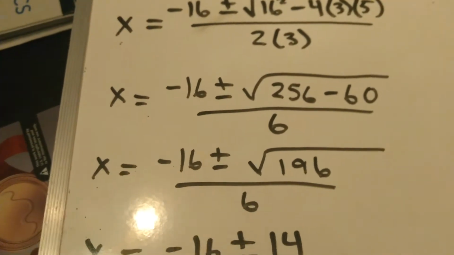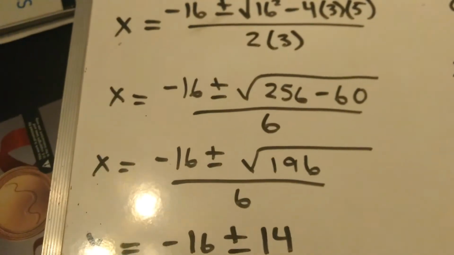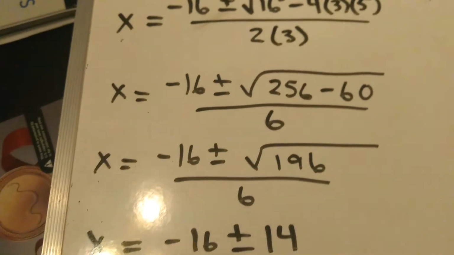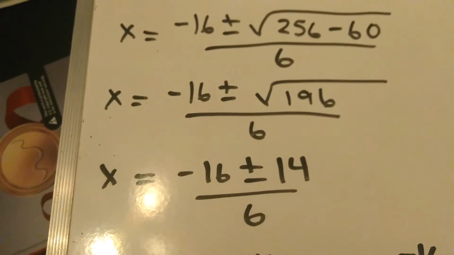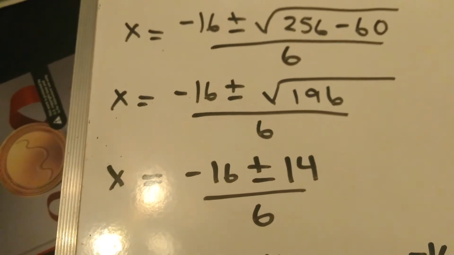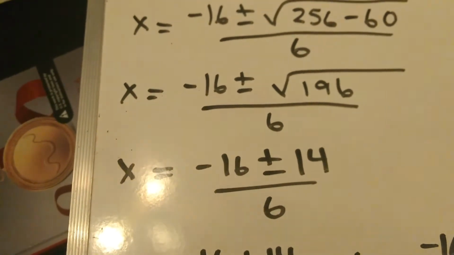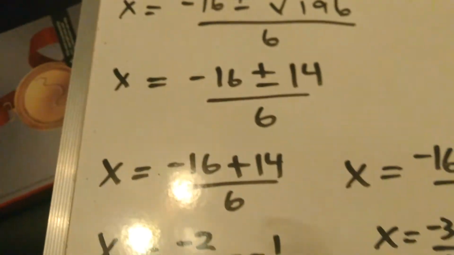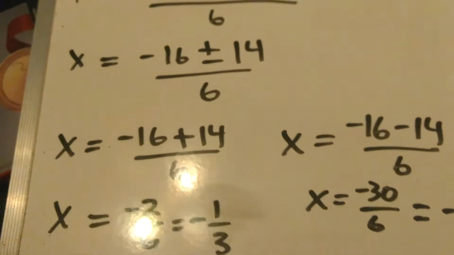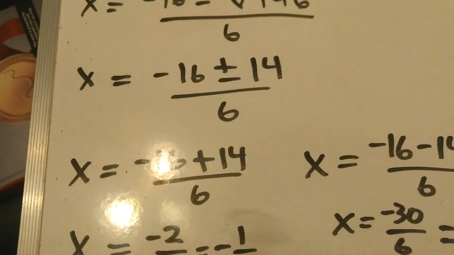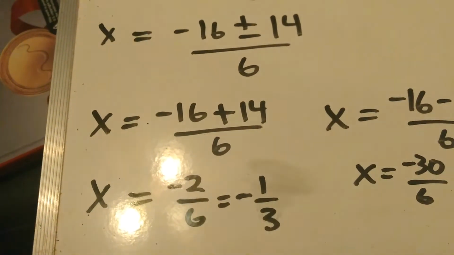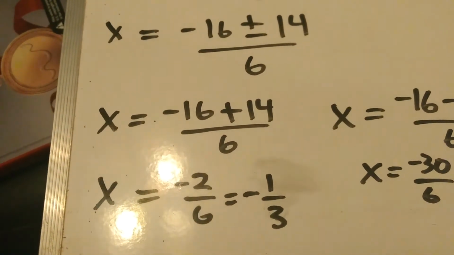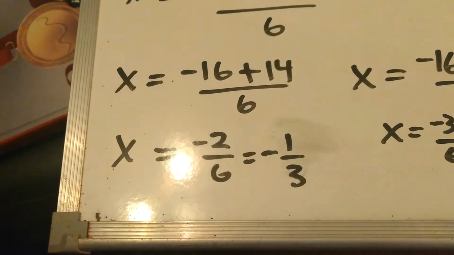That gives us negative 16 plus or minus the square root of 256 minus 60 over 6, which gives us negative 16 plus or minus the square root of 196 over 6. The square root of 196 is a perfect square, it's 14. So it becomes negative 16 plus or minus 14 over 6, which becomes negative 16 plus 14 over 6, which becomes negative 2 over 6, which is negative 1/3.